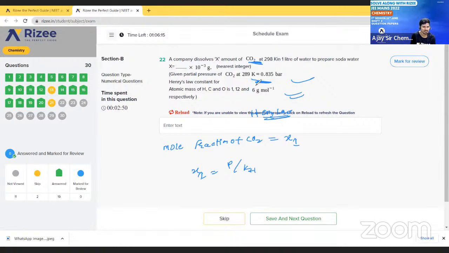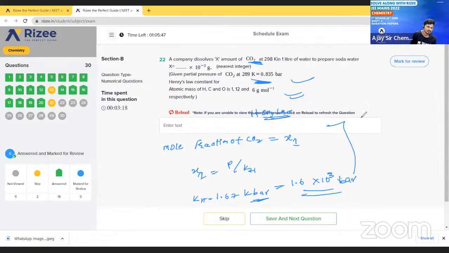The kh value is given as 1.67 kilobar. So we have to convert this kilobar into bar. We have to multiply with 10 to the power of 3, then we will get the answer in bars.